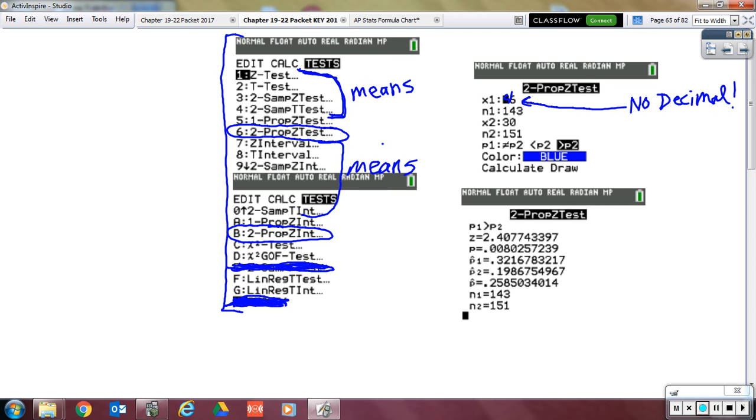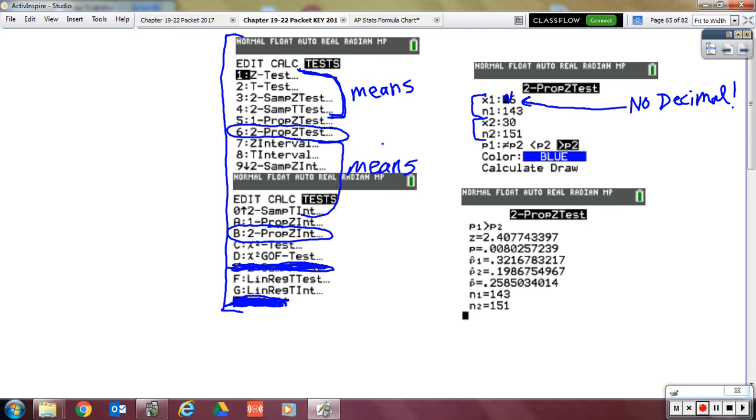All right, so now, over here on the right, I have what we're going to put into our menu. So, the first 2 items are for your first group. X1 is the successes. That has to be a whole number item. That's not a decimal. That is not a percent. If you get errors, it's because you put a percent in there and not the number of items. So in this case, there were 46 out of the 143 in group 1 that successfully quit smoking. Okay, now X2 and N2 are your data for group 2. X2 is the successes in group 2, which is 30 out of 151. Okay, so those are your two sets of data. No proportions or no decimals in there.